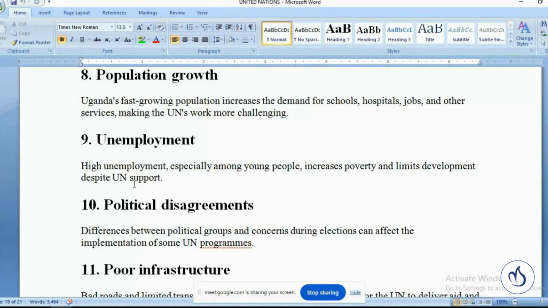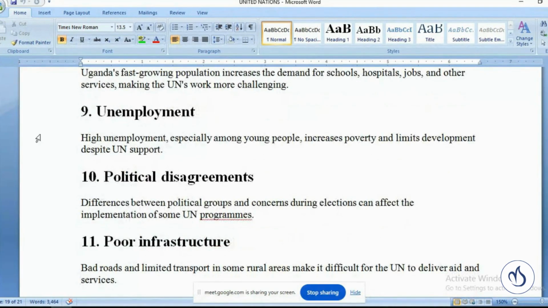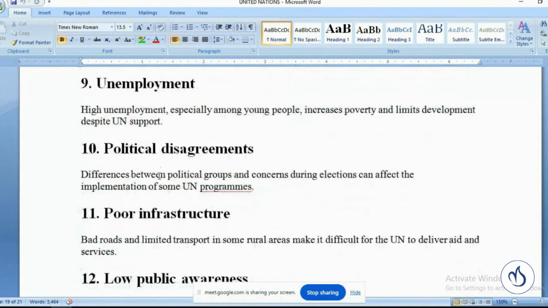We also have the problem of unemployment. The UN as an organization finds high unemployment, especially among young people, increasing poverty and slowing development despite UN support. It also finds the problem of disagreements and differences between political groups. You know it better, especially during elections, and this can affect the implementation of some UN programs.